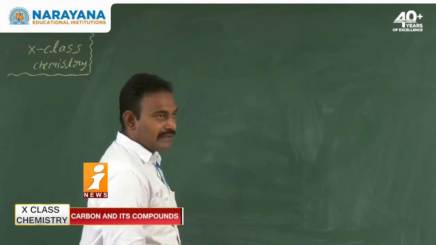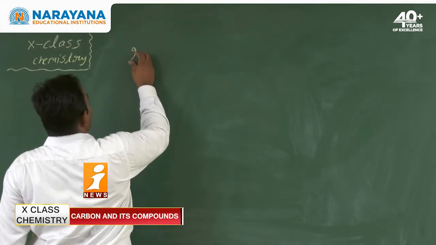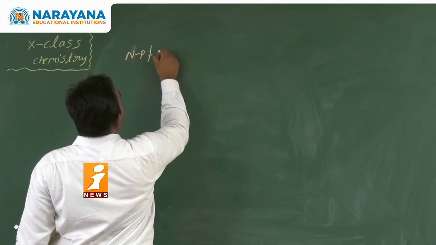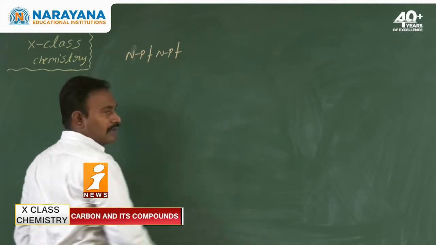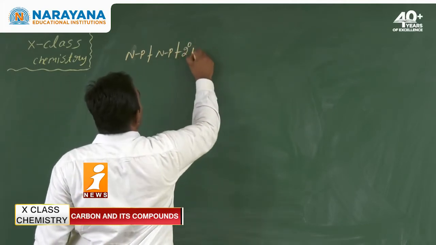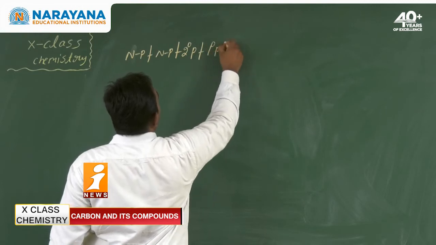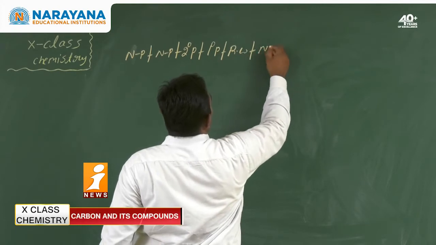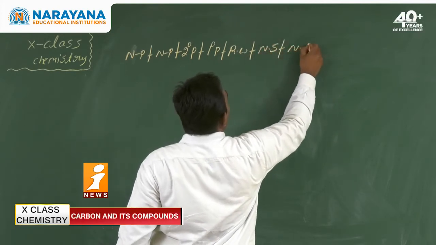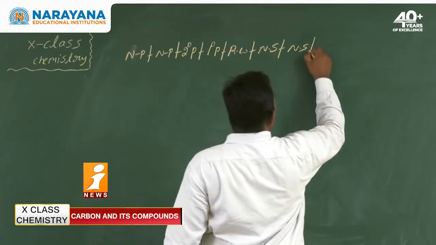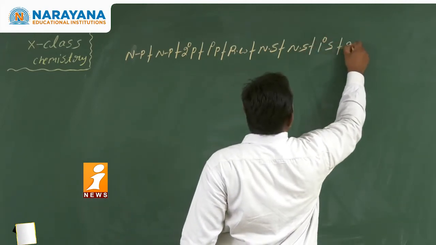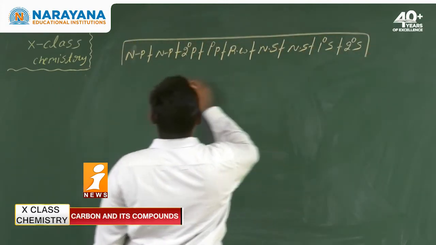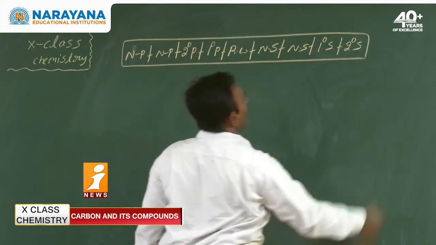Once again, see here: number prefix, then after numerical prefix, then after secondary prefix, then after primary prefix. Then after root word. Then after number suffix. Next numerical suffix. Next primary suffix. Next secondary suffix. So it is the procedure to write the name of the compound.